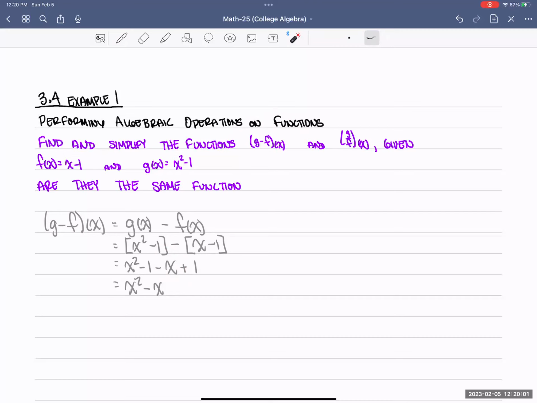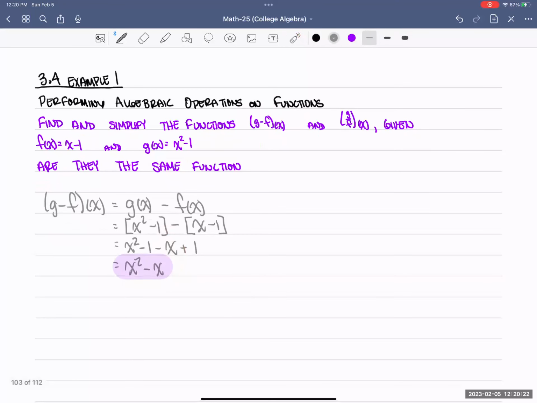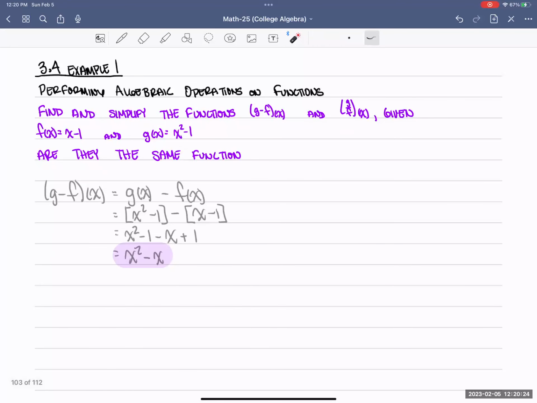And next we have our constants, the ones with no variable. So here we have a minus 1 and a plus 1. Negative 1 plus 1 is going to be 0. So we could do a plus 0 here, but there's no use in doing that. We could just write it like this: x squared minus x. And there's that first one. Now let's work on the second one.